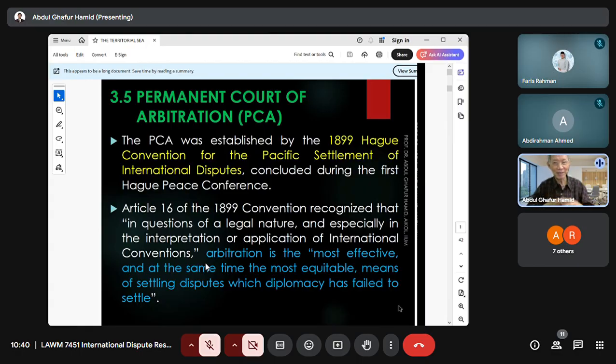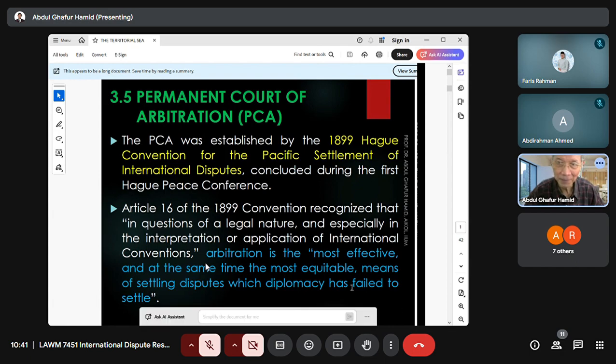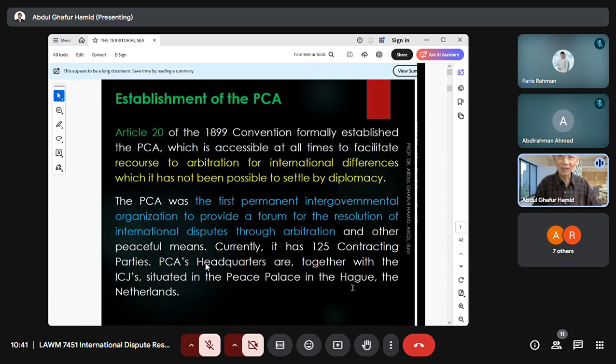But if these diplomatic means are not successful and fail to settle a dispute, then the most effective way of settling a dispute is arbitration. That is stated in Article 16 of the 1899 Hague Convention. Article 20 of the Convention formally established the Permanent Court of Arbitration. Why do we use the term permanent court? Since 1899 until now, it is something like permanent.